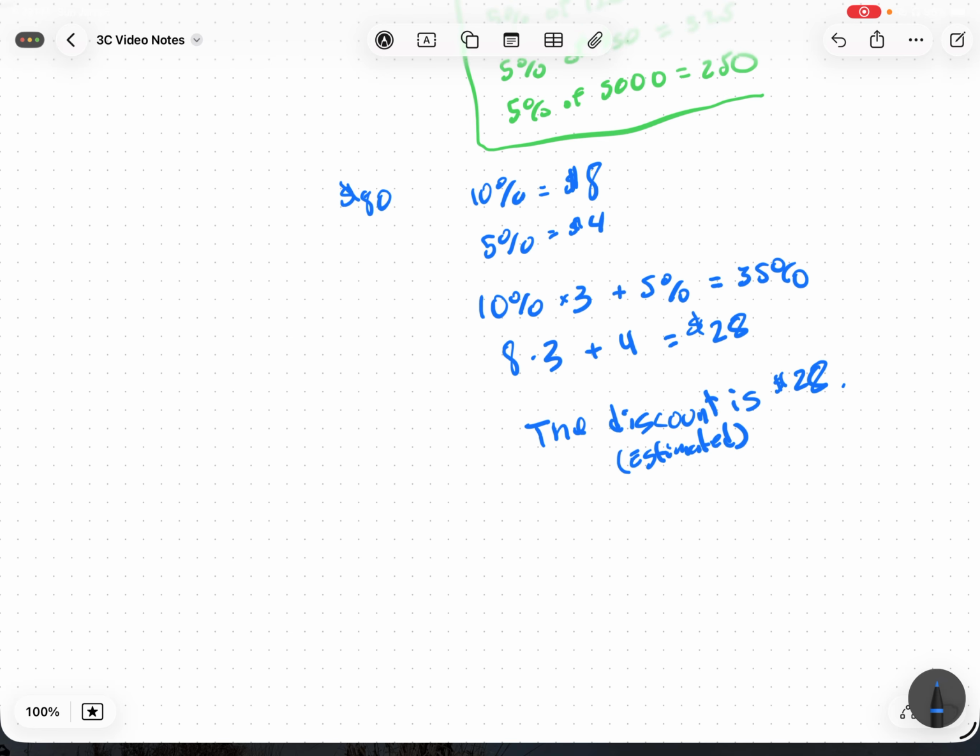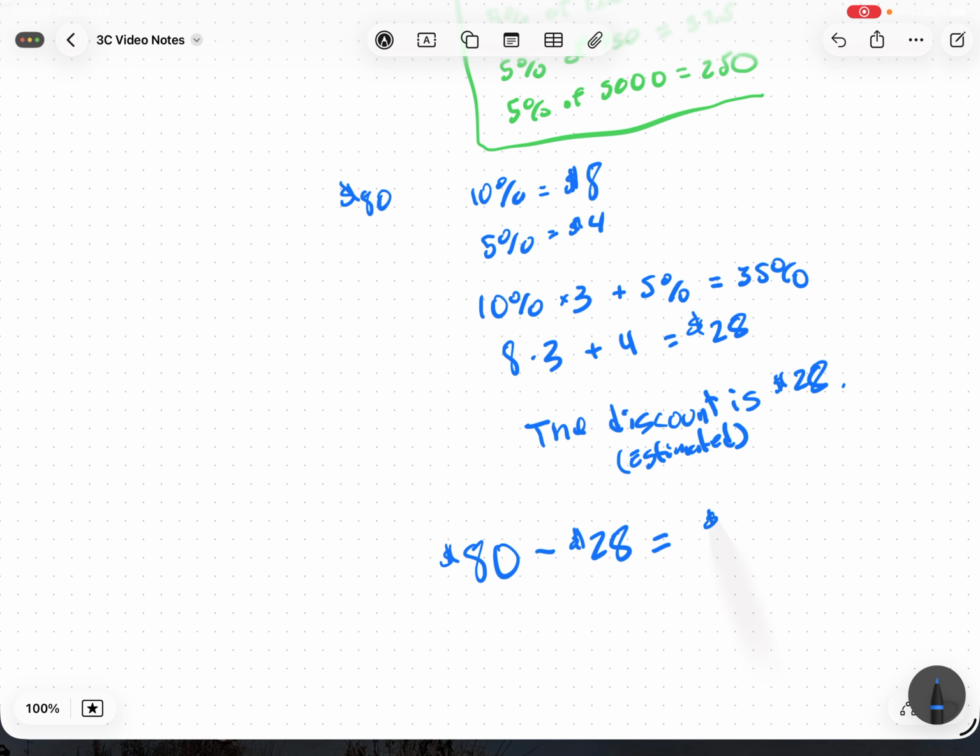So to find the estimated sale price, I'm just going to do $80 minus $28. And I can do that one pretty much in my head. It's going to be $52. So my estimate for the sale price is $52.